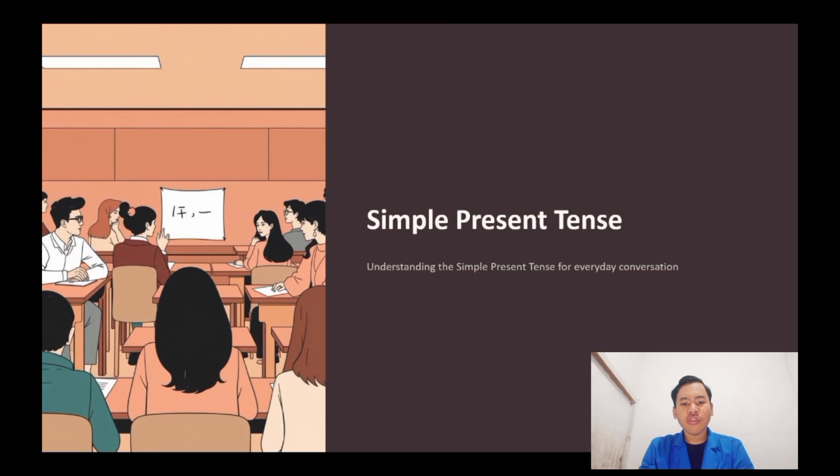Okay, next I'm going to explain one of the most basic and important tenses in English, the simple present tense. This tense is used very often in daily conversation and writing, so it's important to understand it well.